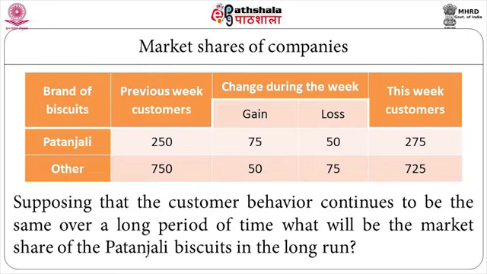So, 75 from other brands have gone to Patanjali. So, this is what is happening, and therefore, the new distribution of customers using these biscuits will now become 275 and 725. We can realize this even by applications of eigenvalues and eigenvectors. Let us see how we can do that.